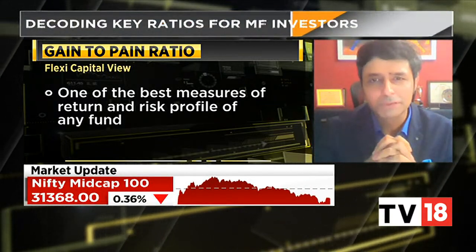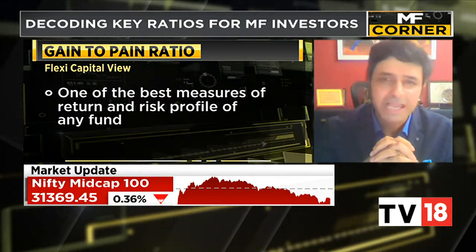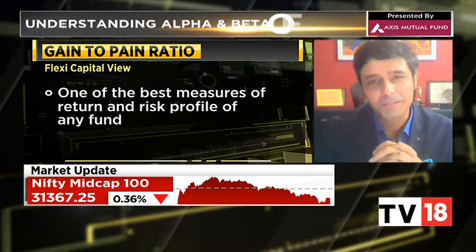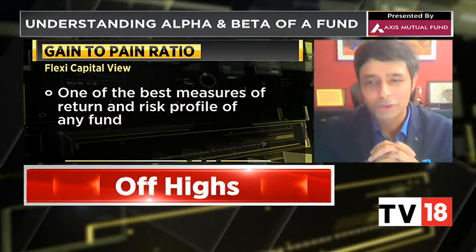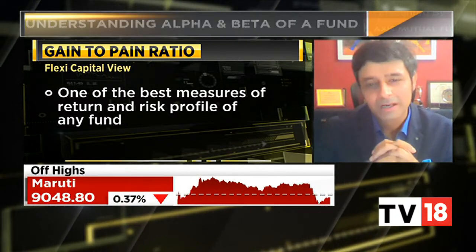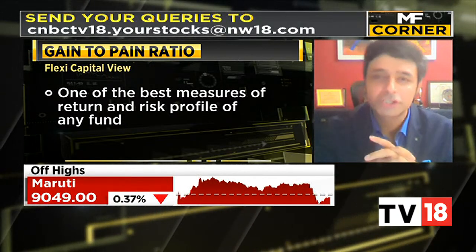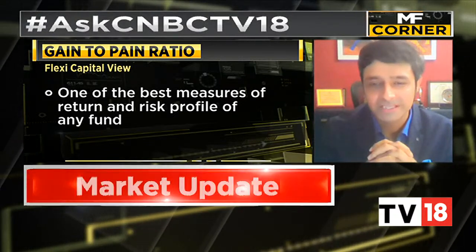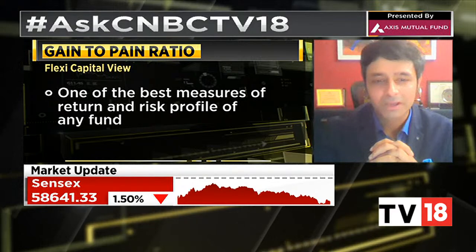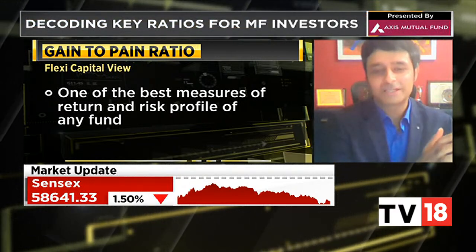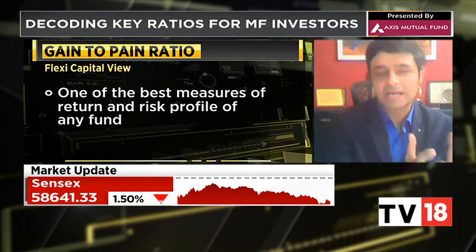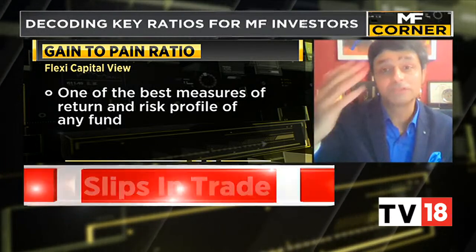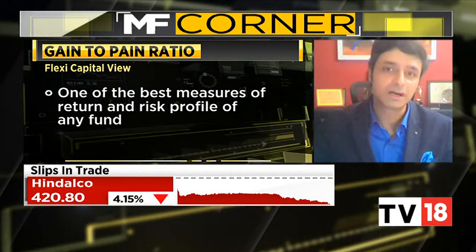I don't hear many people talking about it, and it is calculated basically by measuring the expected gain or return of an investment and dividing it by the potential pain or drawdown. Now, simply, what I want to say is that there are times when markets go up, and then there are months when markets come down.